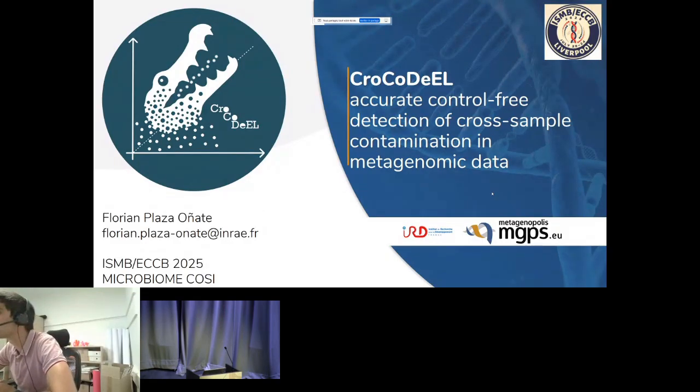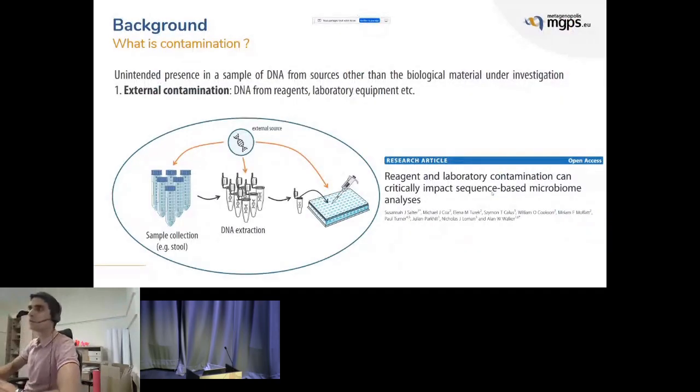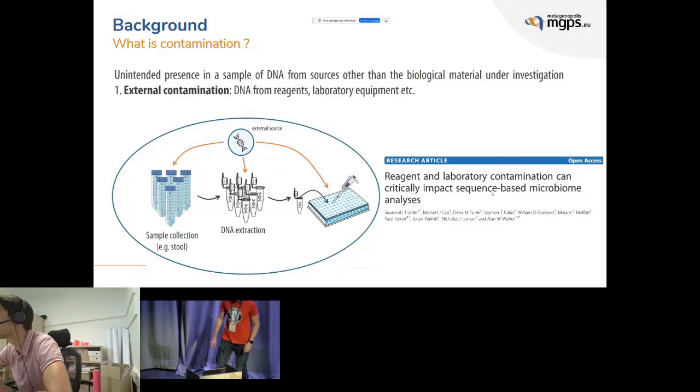And today I would like to talk to you about CroCoDeEL, a tool we have developed to detect cross-sample contamination in metagenomic data. So I assume that most of you are familiar with metagenomic sequencing. It's a very powerful technique to study a microbial ecosystem, but it's subject to many technical and experimental biases, including contamination, which is defined as an unintended presence in a sample of DNA from sources other than the biological material under investigation.